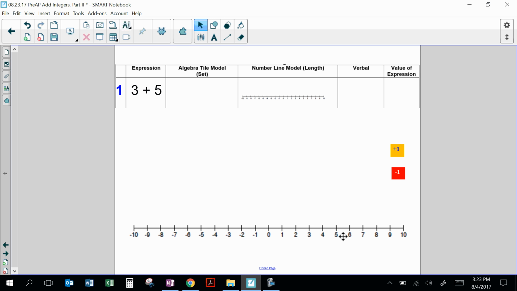Number 1, 3 plus 5. How would you draw that? 1, 2, 3. I'm adding 5 positives to it. And that value is 8. So it's 3 plus 5.